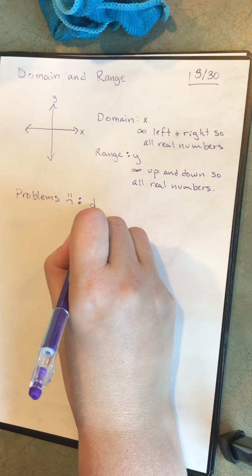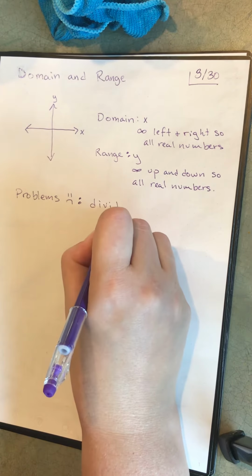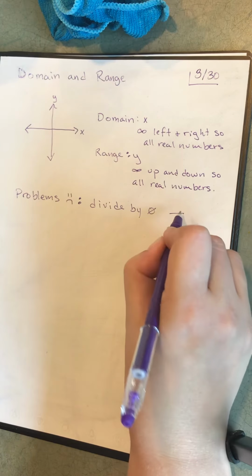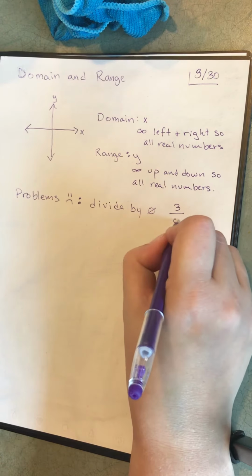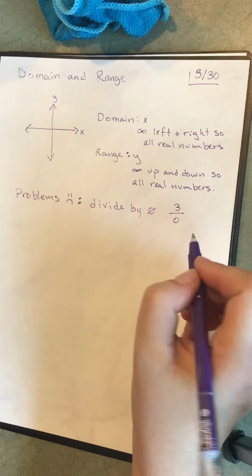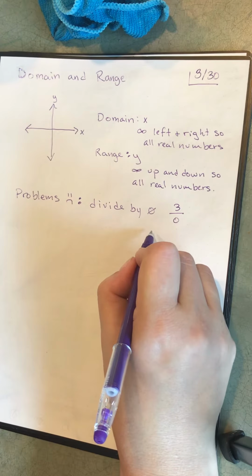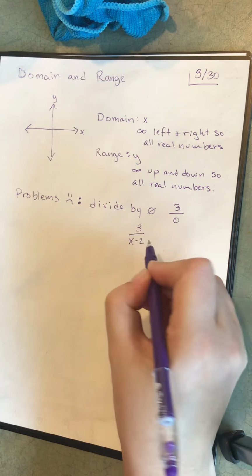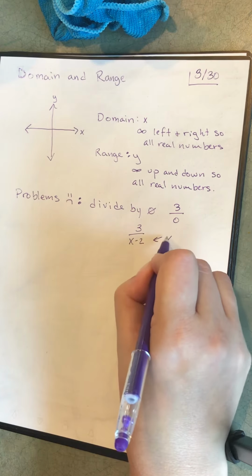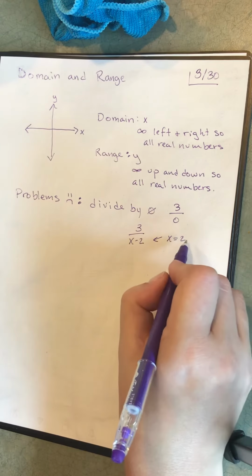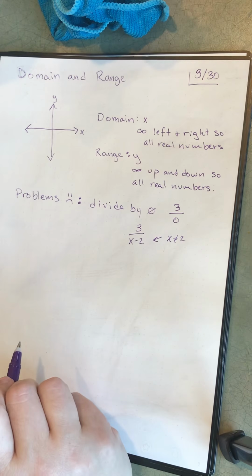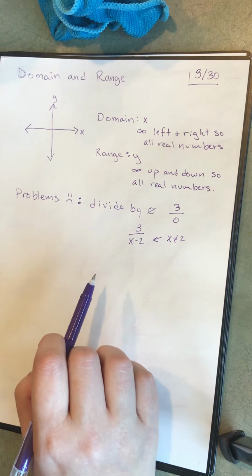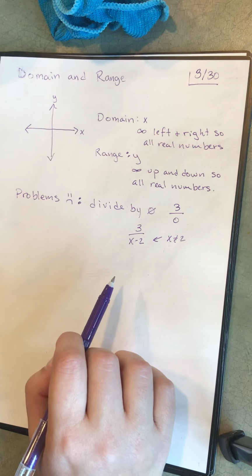Dividing by 0. If we have 3 divided by 0, there's no answer. Or if we have 3 divided by x minus 2, then when x equals 2, that's a problem. Those are times when we're going to have issues with our domain.